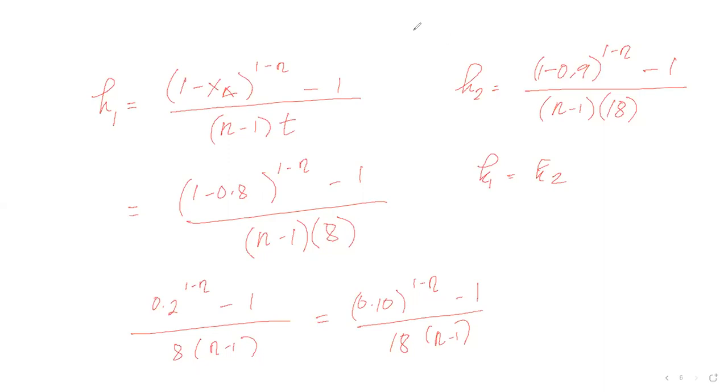In the process, you'll get rid of the n minus 1. And the resulting expression is 0.2 raised to 1 minus n, minus 1, all over 0.1 raised to 1 minus n, minus 1, and I will have 8 over 18 on the other side. So 0.2 raised to 1 minus n, minus 1, over 0.1 raised to 1 minus n, minus 1, is equal to 8 over 18.